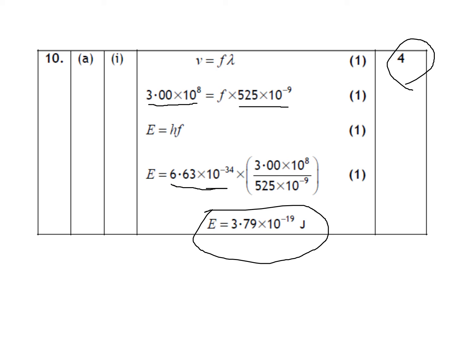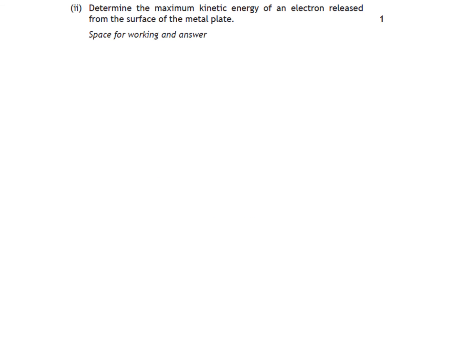Okay, hopefully you didn't find that too difficult. If you're not sure, go over that again, folks. So how do we do the final part of this past paper question, which is to determine the maximum kinetic energy of an electron released from the surface of the metal plate? It's only worth 1 mark, but it's actually a calculation question.